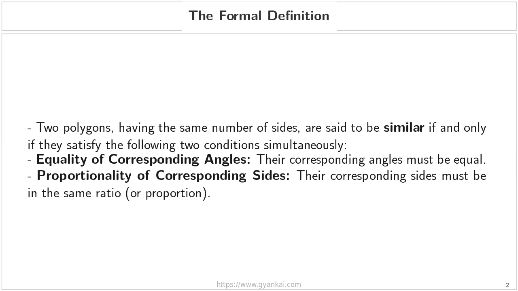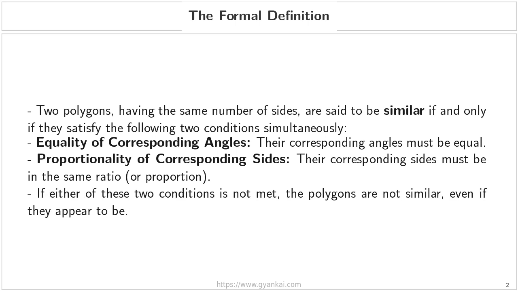The second condition is the proportionality of corresponding sides. Unlike congruence, where sides must be identical, here the sides don't have to be the same length. Instead, they must all change by the same scale. In other words, the ratio of each pair of corresponding sides must be the same.